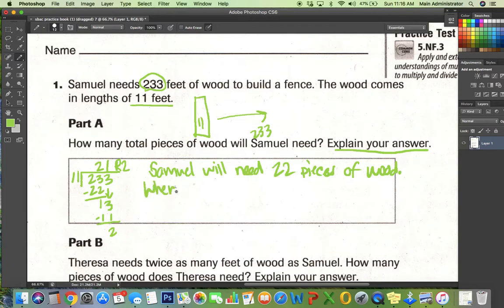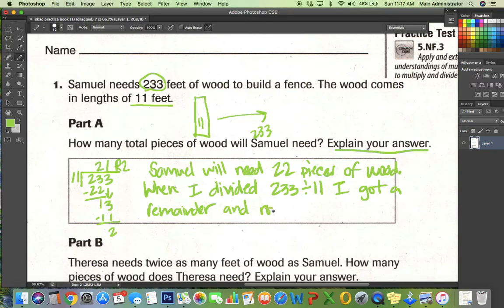When I divided 233 divided by 11, I got a remainder and rounded up. There we go. Let's take a look at B.